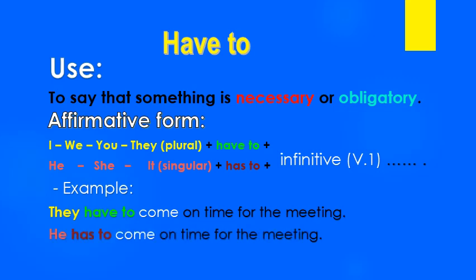And here we have the same example but the subject is singular. هنا لدينا نفس المثال ولكن الفاعل مفرد. So he has to come on time for the meeting. So if the subject is plural إذا كان الفاعل جمع we add have to. And if the subject is singular إذا كان الفاعل مفرد نضيف has to plus verb 1.